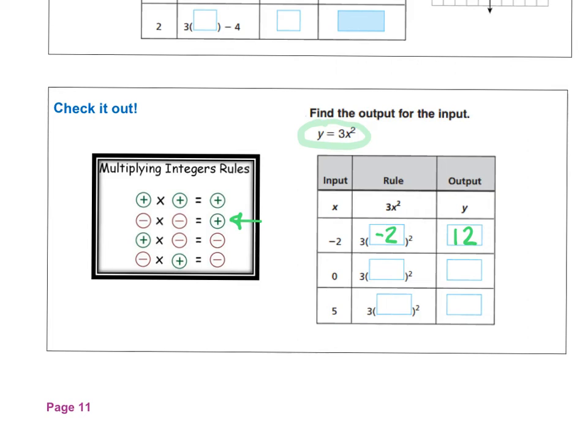Okay, pause your video and go ahead and try filling in the rest of the example. So here are the rest of the outputs for this function. When we put in a 0, 0 squared is 0, times 3 is still 0. 5 squared is 25, and 3 25s is 75. All right, time to get on to the homework.